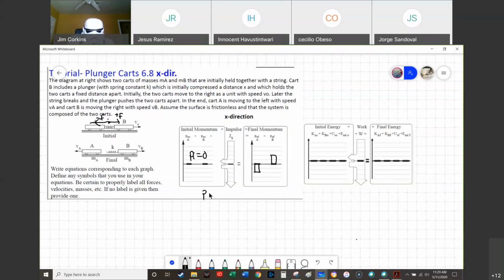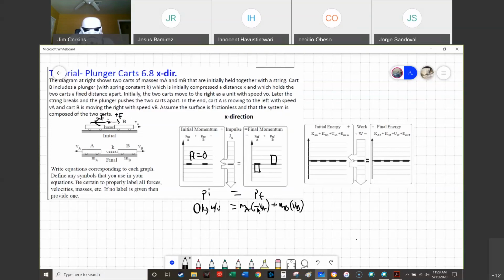So now we will set the initial momentum equal to the final momentum. The initial momentum is 0. The final momentum is going to be the mass of cart A times minus the velocity of cart A plus the mass of cart B times the velocity of cart B.